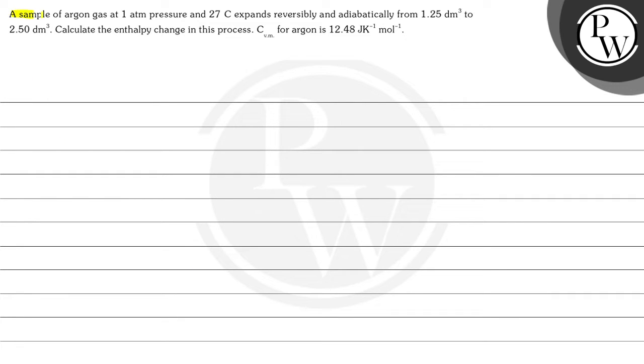The question says a sample of argon gas at 1 atmospheric pressure and 27 degree centigrade expands reversibly and adiabatically from 1.25 decimeter cube to 2.50 decimeter cube. Calculate the enthalpy change in this process. CVM for argon is 12.48 joule per Kelvin per mole.